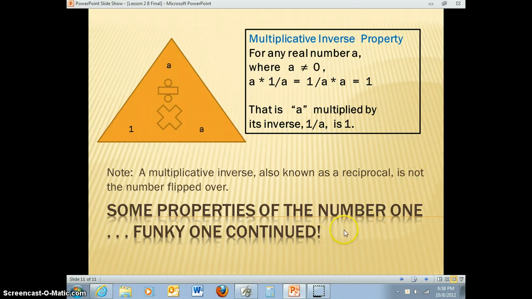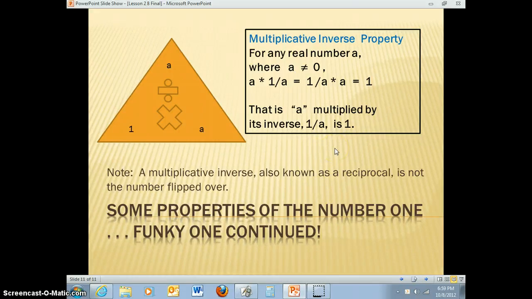Okay? So the multiplicative inverse property says a times 1 over a is equal to 1 over a times a equals 1. And the reason this is helpful for you is, let's say you have an equation. It says something like 3/4 x equals 12. And I want to get rid of the 3/4 in front of the x. I can multiply both sides by 4/3. And the 3/4 times 4/3 is going to be 12 over 12. And that coefficient in front of the x goes away.